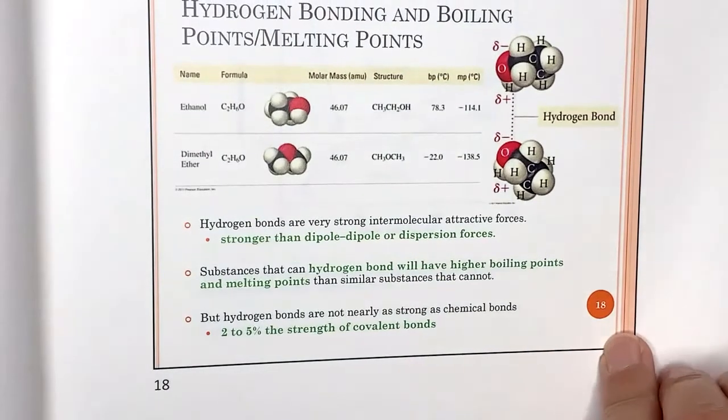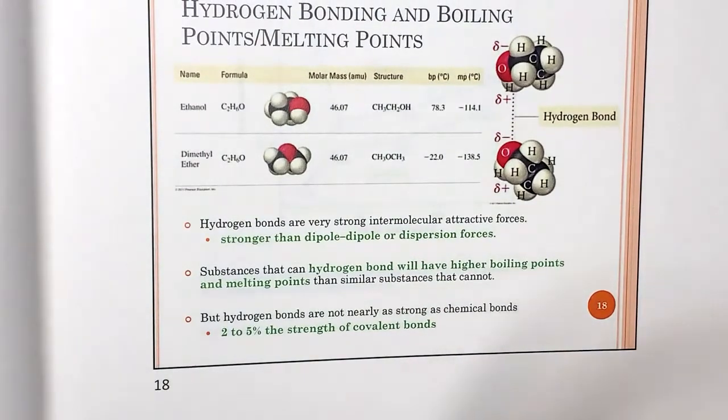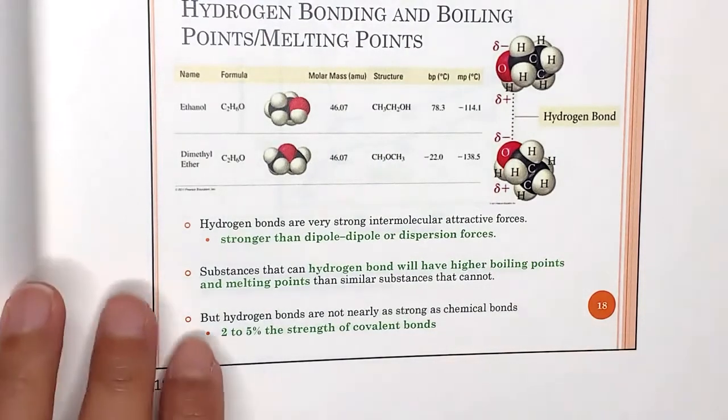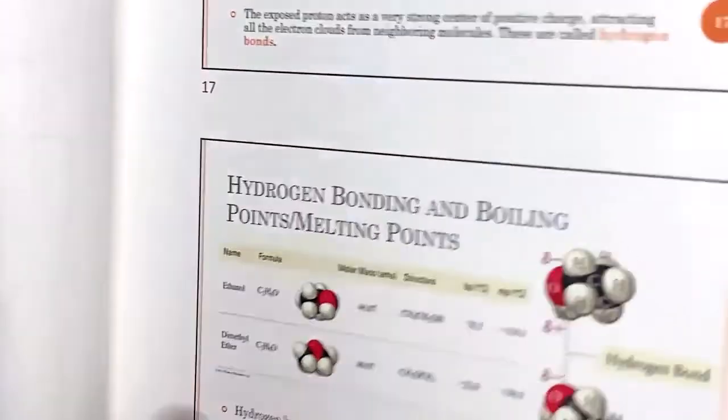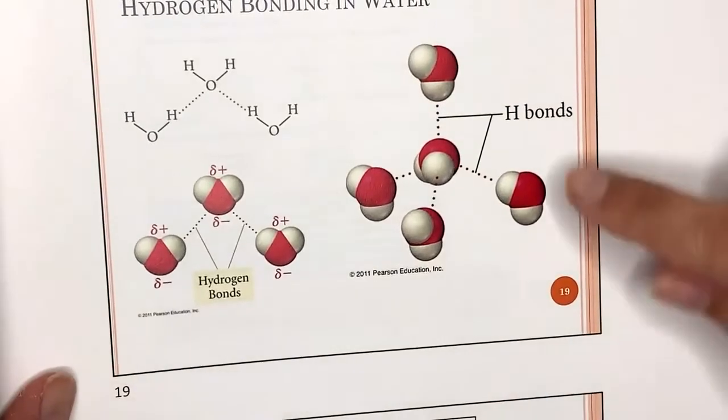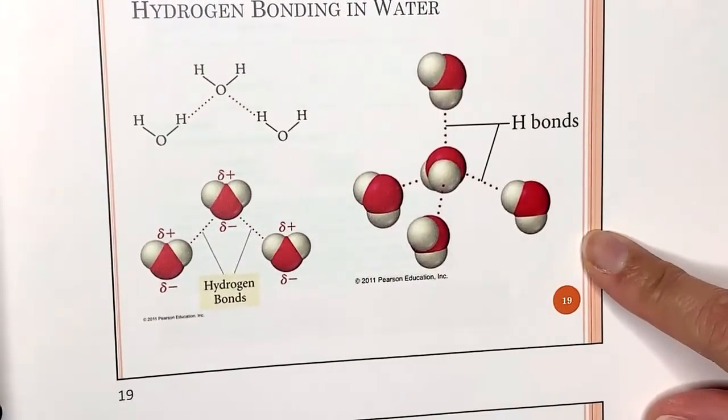So we have 3 types so far. We have London dispersion, then the next up is dipole-dipole, and then the next up is hydrogen bonding. You have to remember what categories they are and which is the strongest. And then of course, I just showed you the molecule, and I'll show you a picture of water. It's kind of cool how they line up.